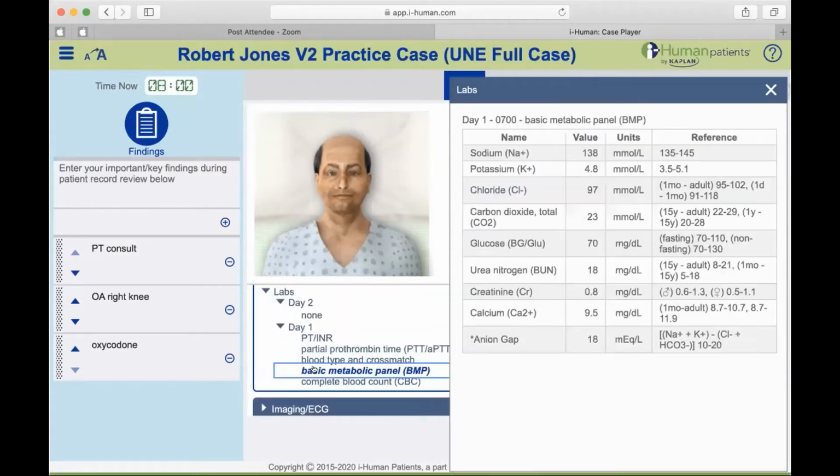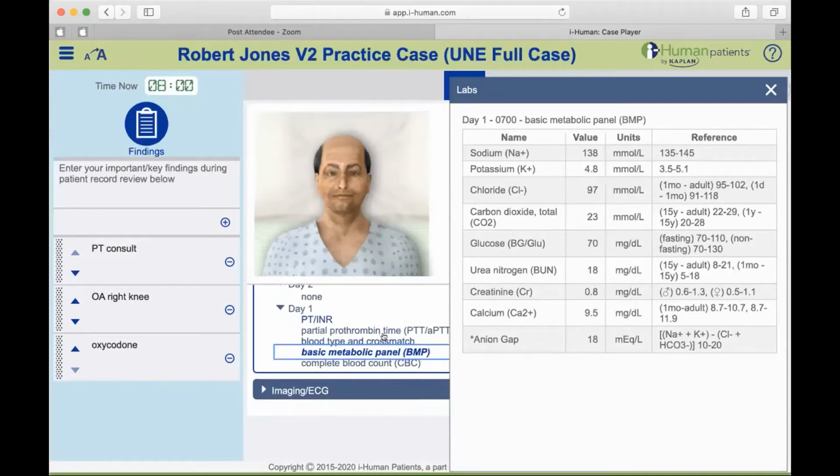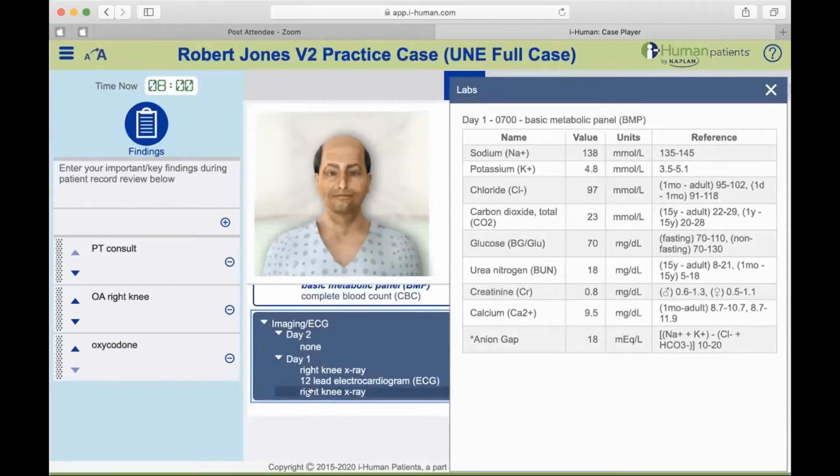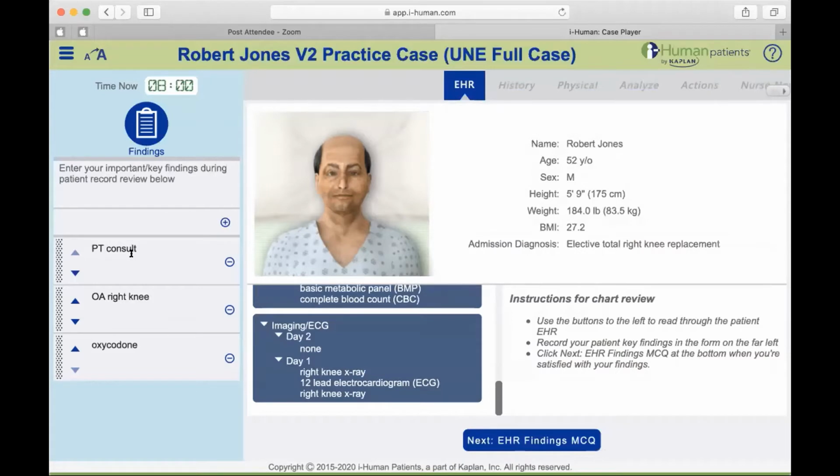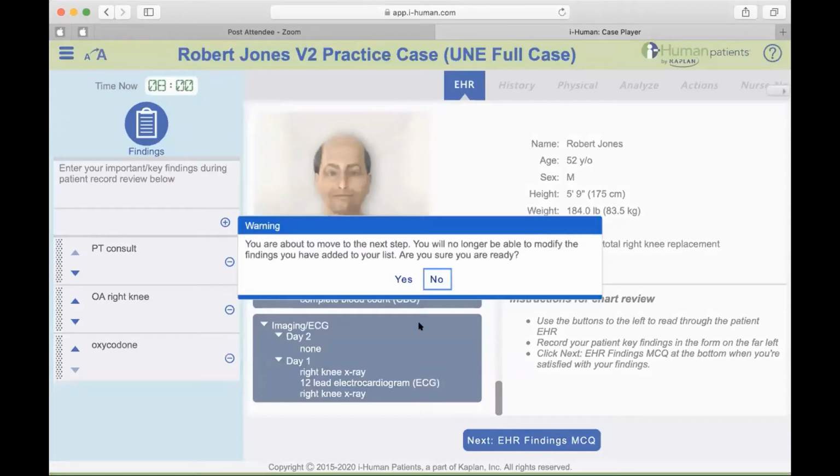Within labs and imaging, your students will find results. So for example, if we look at the basic metabolic panel, we're given not only Robert's values, but what the reference is. And the students can identify if something is abnormal and how is that pertinent to the case. Within imaging, your students will have not only an image to interpret, but also a written interpretation. Now, going through that quickly, I simply listed 3 findings. Your students might find 8 or 10 or 12. It's a matter of just putting their thoughts down on their clipboard, and we'll compare it to the expert.